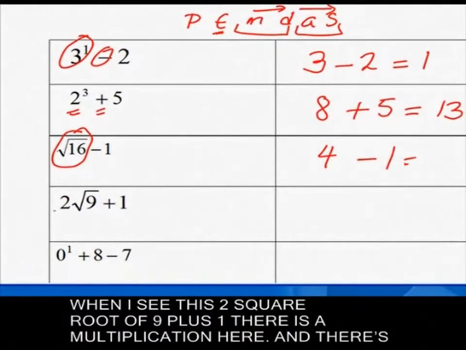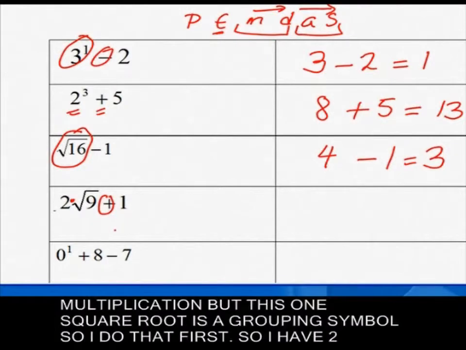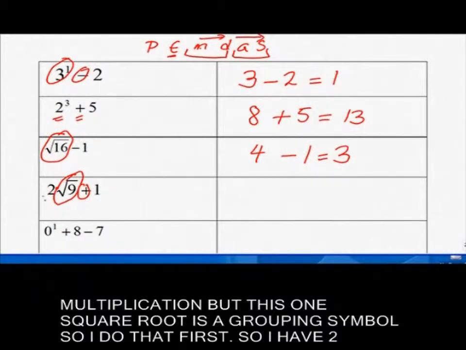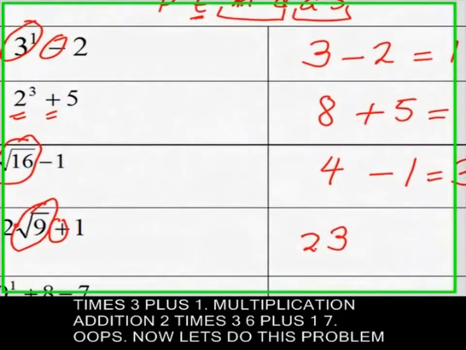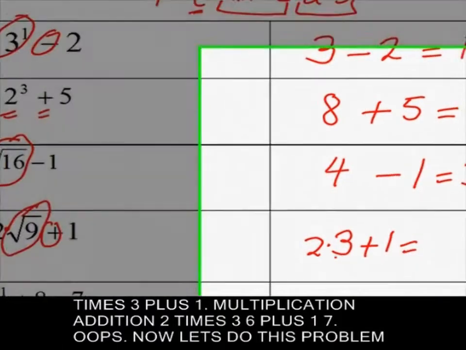Now when I see this, 2 times the square root of 9 plus 1, there is a multiplication here, and there's an addition here. Which one do I do first? Multiplication, addition. Of course, multiplication. But this one, square root, is a grouping symbol, so I do that first. So I have 2 times 3 plus 1. Multiplication, addition. 2 times 3, 6, plus 1, 7.